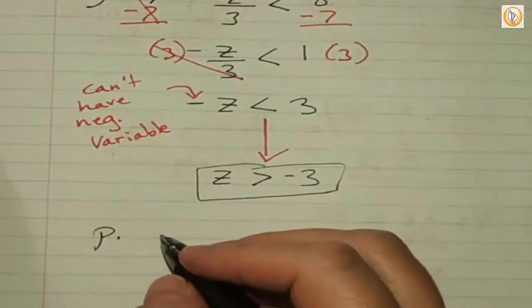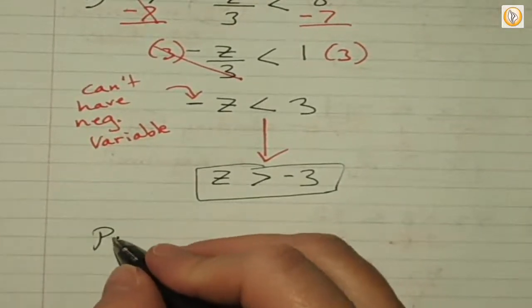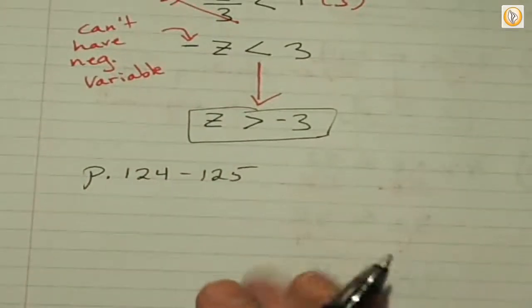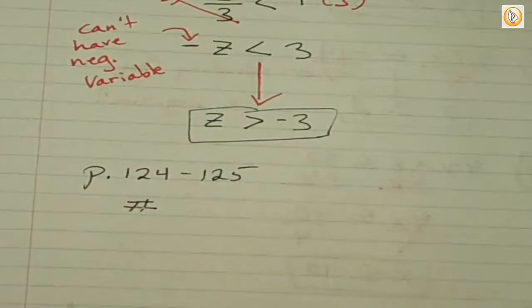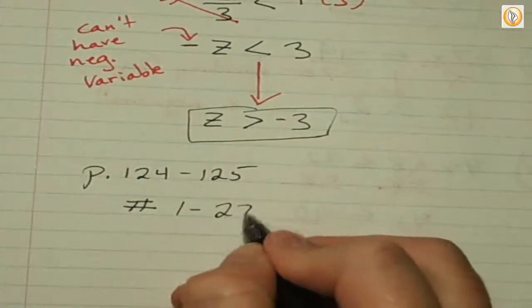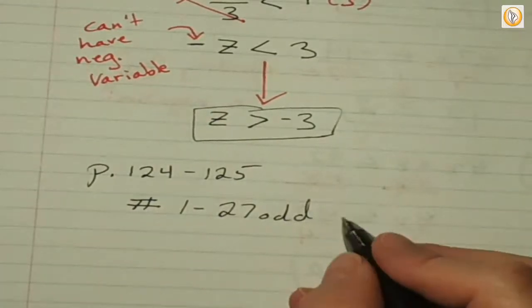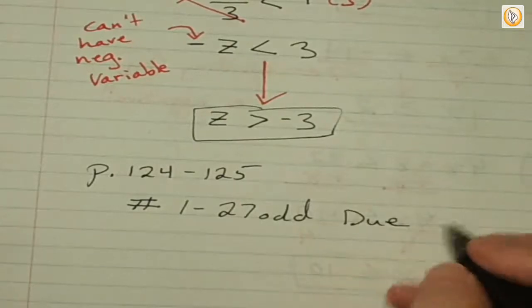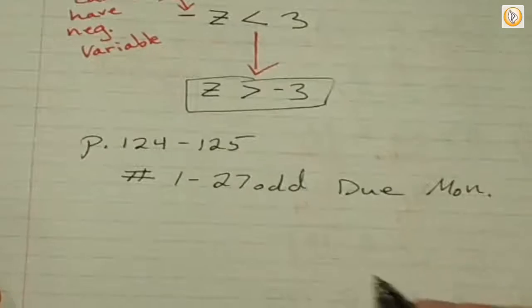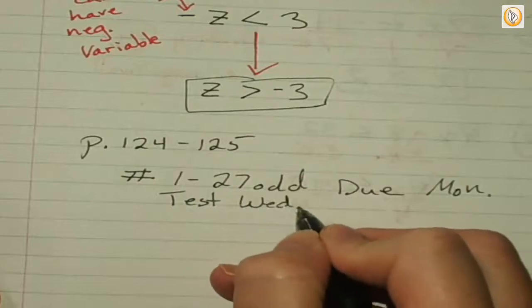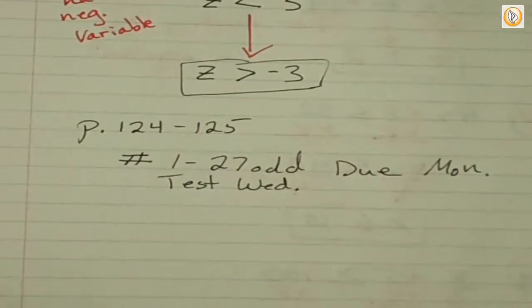Before we have our little lockdown, you are doing page 124, numbers 1 through 27 odd. I think that's plenty. And that is due Monday. And you have a test Wednesday. And if you did not finish your IXL, it's minus 11 each day.